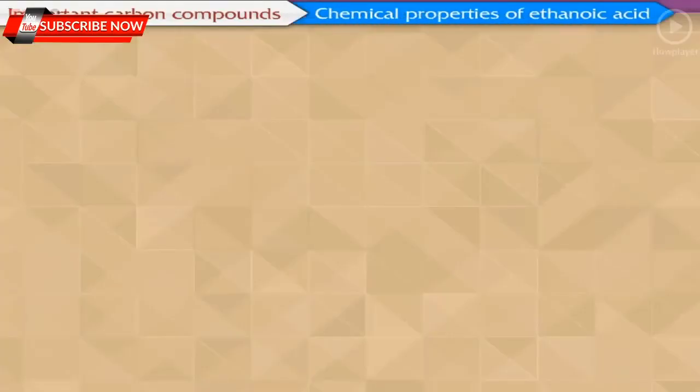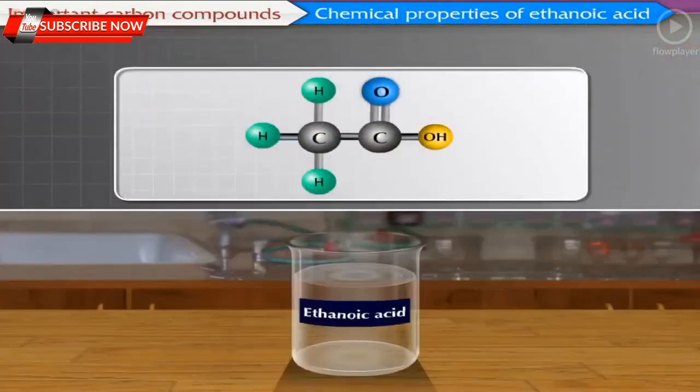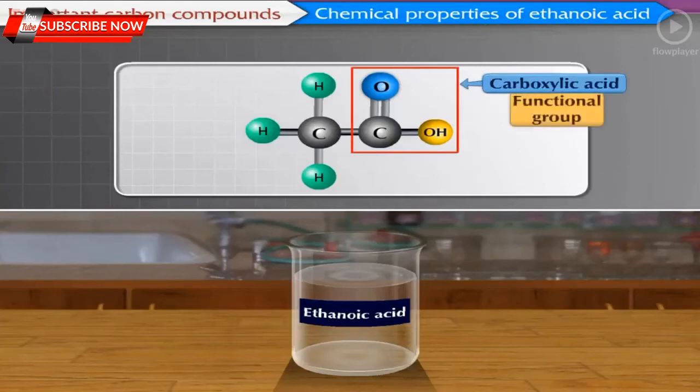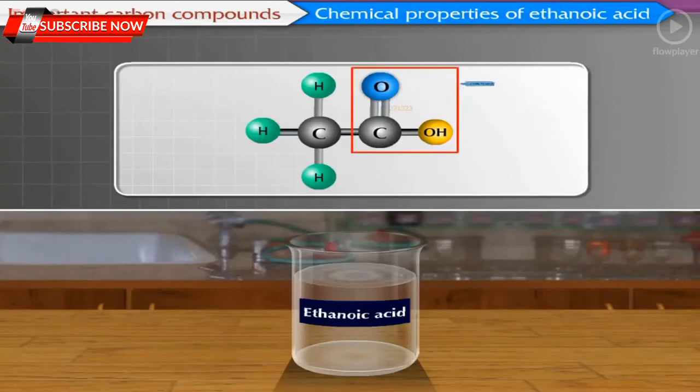Chemical properties of ethanoic acid. Ethanoic acid contains carboxylic acid as the functional group. The chemical reactions of ethanoic acid are mainly due to this functional group. Come, let us now study these reactions one by one.